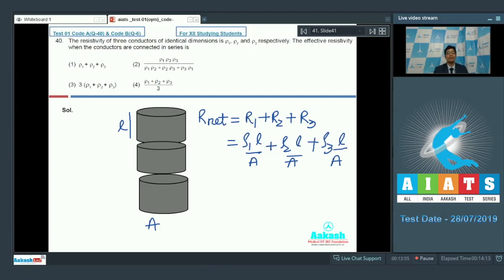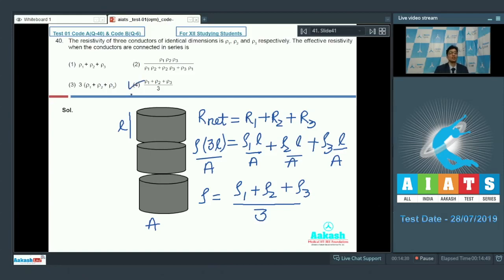Now dear students, if the effective resistivity of the combination is rho, we can write the net resistance as rho multiplied by net length divided by net area. So the net length of the conductor system is 3L and the area of cross section is A. Now dear students, solving this equation and cancelling the common terms, we can get that rho is equal to (rho 1 plus rho 2 plus rho 3) divided by 3. So dear students, the correct answer for this particular question should be option number 4. Now let us proceed to the next question, which is question number 41.